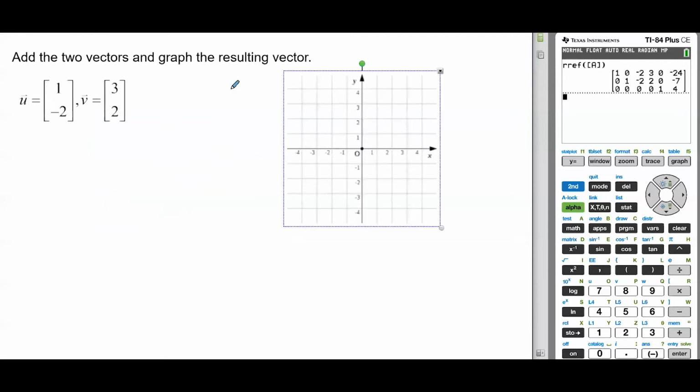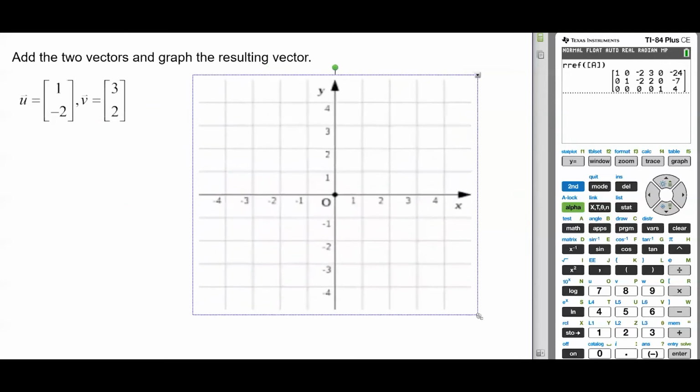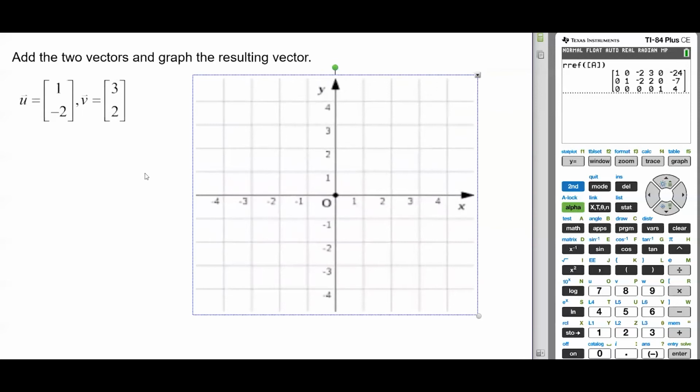So let's just try that out. I've got a graph here. We've got two vectors. We're going to add them, and then we're going to graph the result. In fact, let me make this bigger so we can see it better. Let's add u and v. I'm just going to add the components here. So 1 plus 3 is 4, and negative 2 plus 2 is 0. So I get (4, 0).